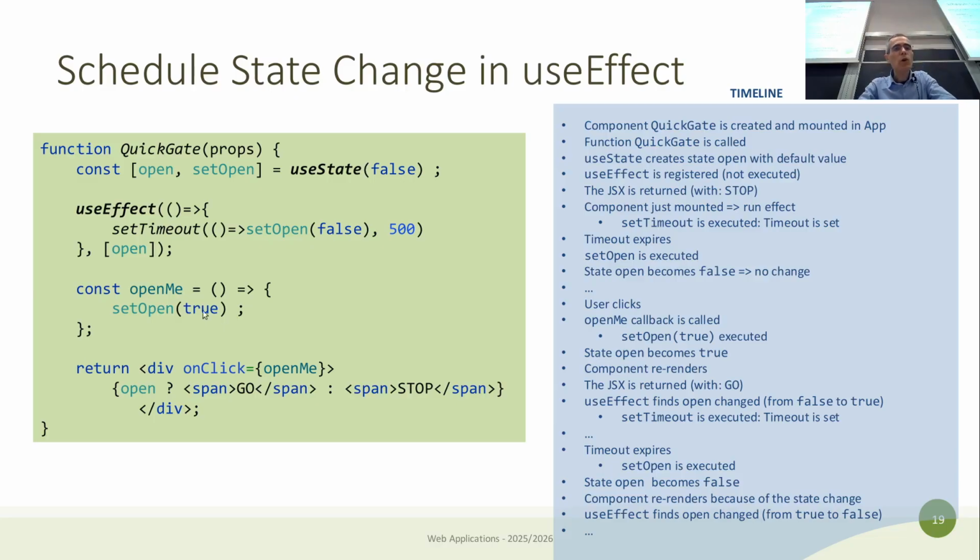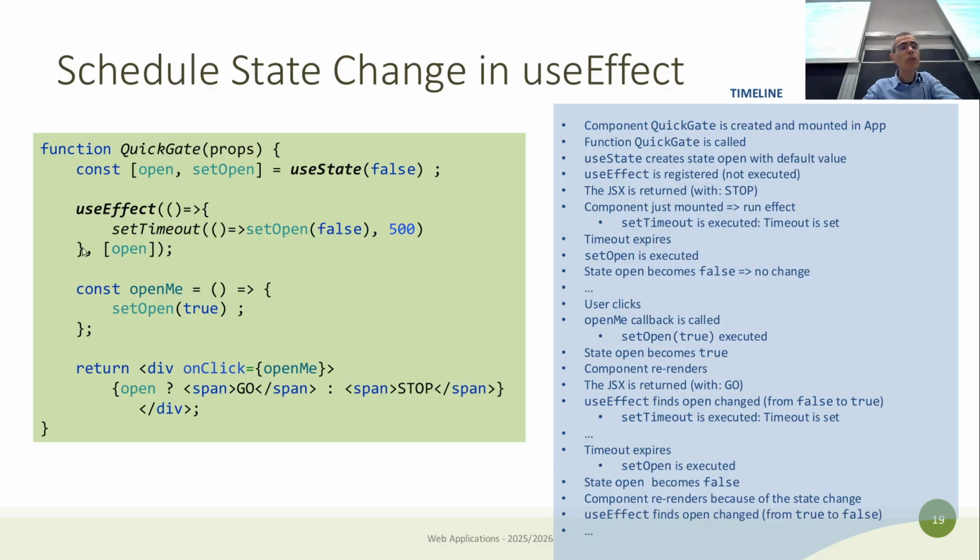const openMe = setOpen(true), so this is just an event handler that is connected to the onClick event on what? On some text, okay? span go, span stop. So this is just a text. We could have a button. I mean, we don't really care, okay? We can have the onClick event on almost anything in JSX, okay? So stop means closed, so open is false; stop, open is true; go, okay?